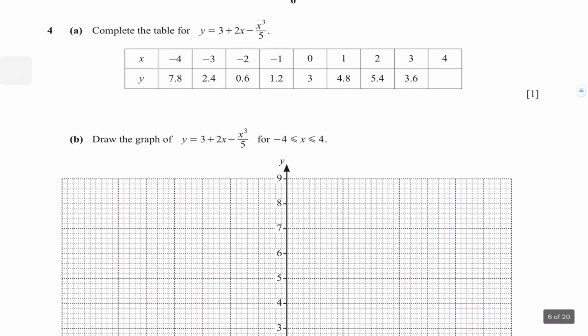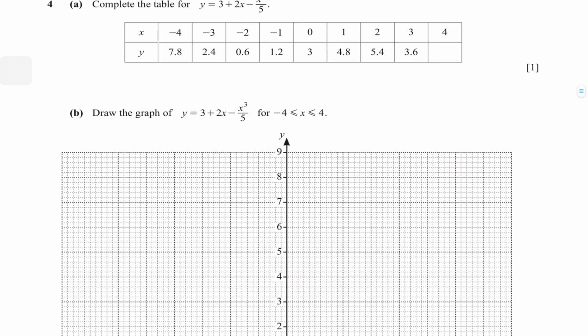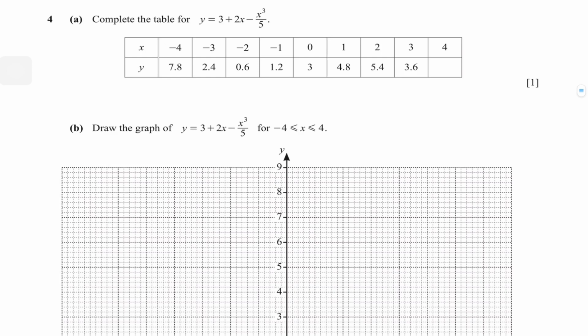Now let's do question number 4, which is related to graphs of functions. Okay, so we have 3 plus 2x minus x cubed upon 5. And we have to complete the table first. So I'm going to plug in 4 in this equation. So we have 3 plus 2 into 4 minus 4 cubed, sorry, 4 cubed divided by 5. Yeah, so that's equal to minus 1.8.